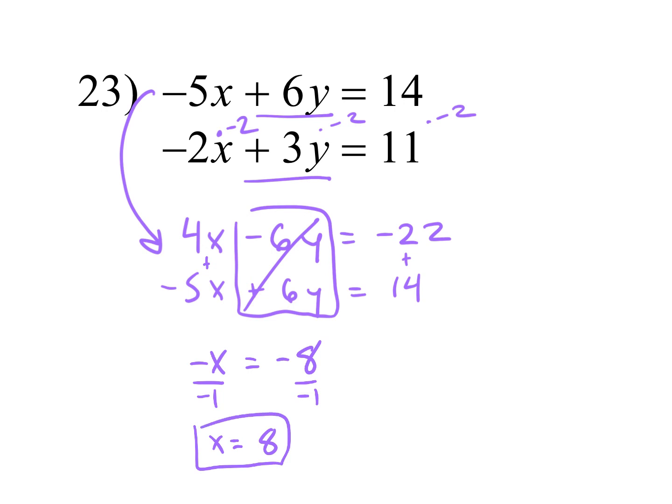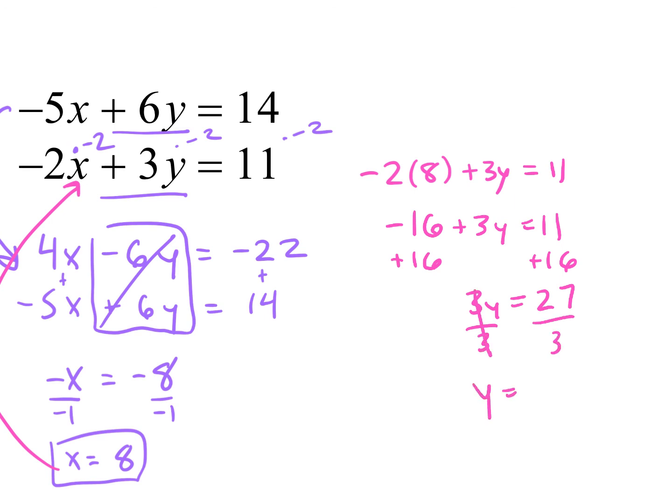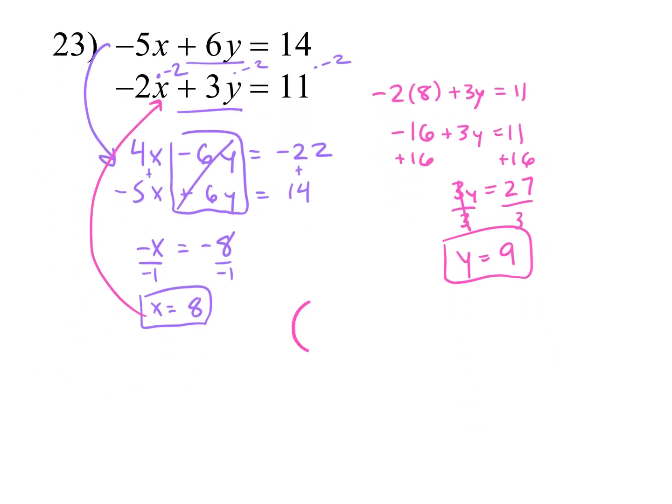Plug it in. I'm going to plug it into the second one. So negative 2 times 8 plus 3y is equal to 11. So this would be negative 16 plus 3y is equal to 11. What should I do next? Add 16. So 3y is equal to 27. Divide by 3. So what's y equal to? 9. So how would I write my answer? 8 comma 9. Awesome.